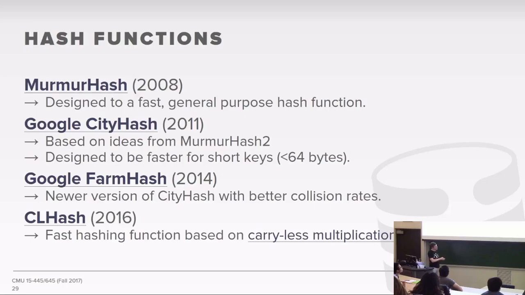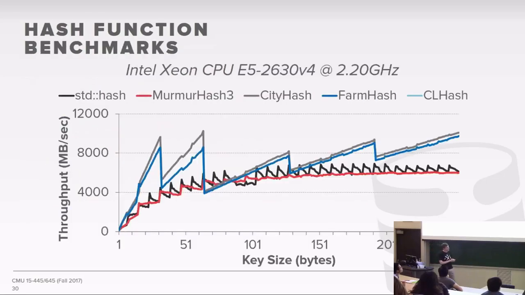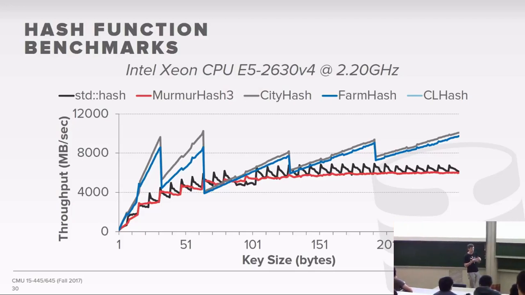So in this slide here, this is a benchmark framework that I ran a year or two ago that compares a bunch of different hash functions for computing hashes for different key sizes. The way to read this is that the y-axis is measuring the amount of data that they can hash. We're not measuring collision rates here, just how fast they can hash things. And along the x-axis is the size of the keys that they're hashing. Think of this as the number of random characters in a string.